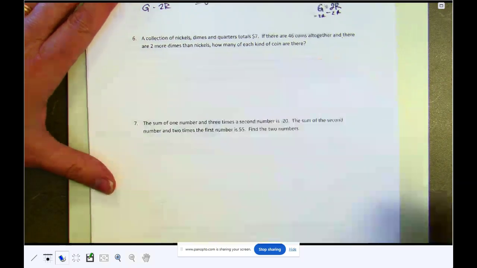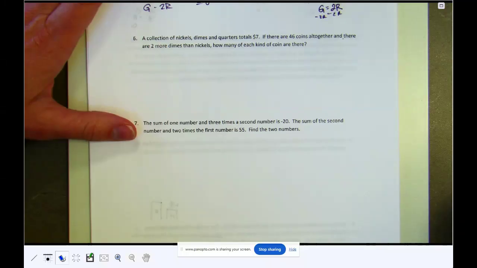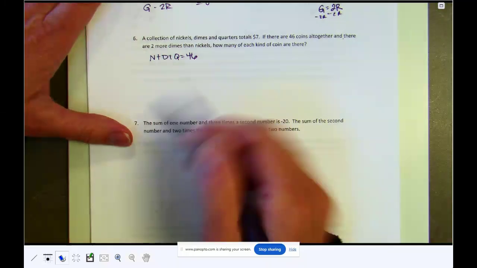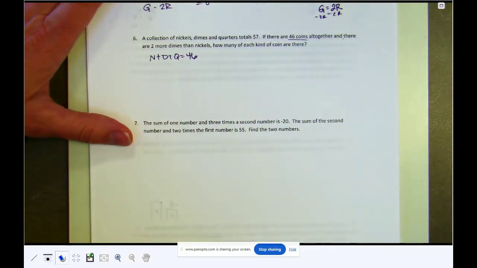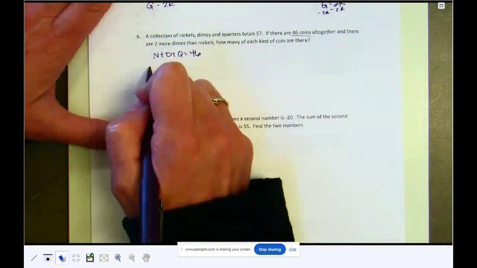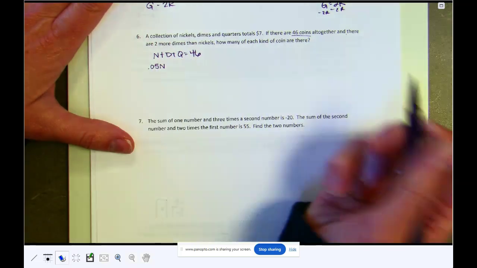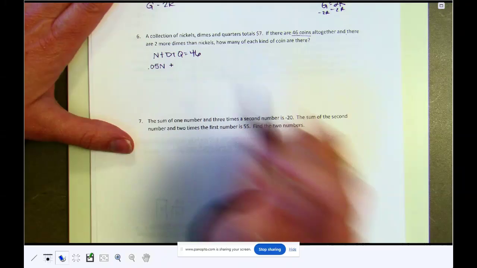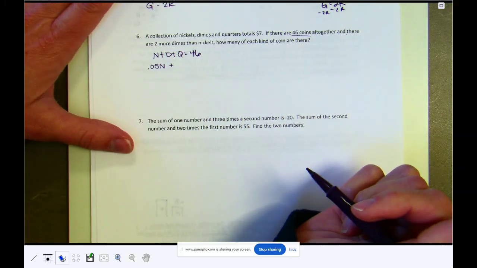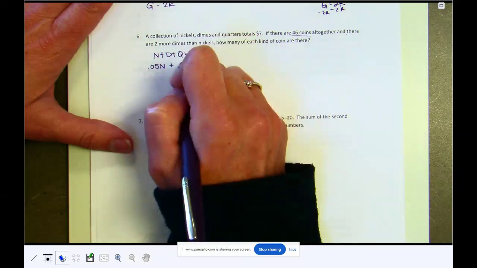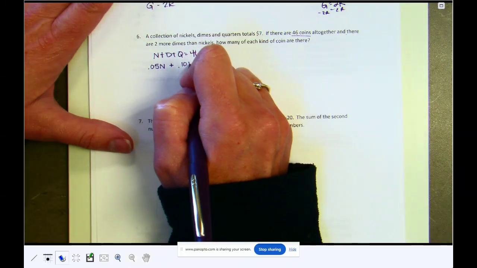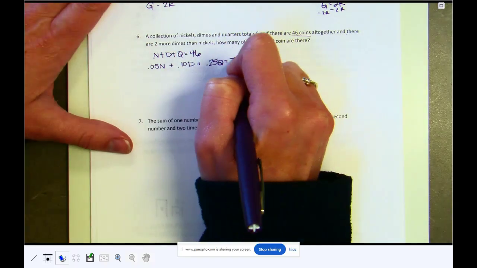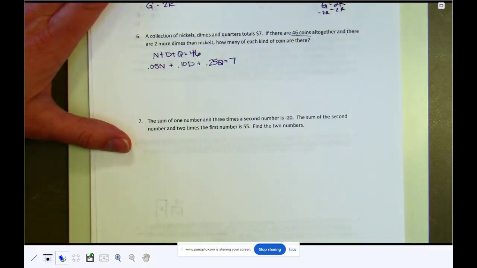Okay, what's one of your equations? N plus D plus Q equals 46. Yep. Because that's not monetary value, it's just how many coins. Okay, what else we got? 0.10D plus 0.25Q equals 7. Okay.